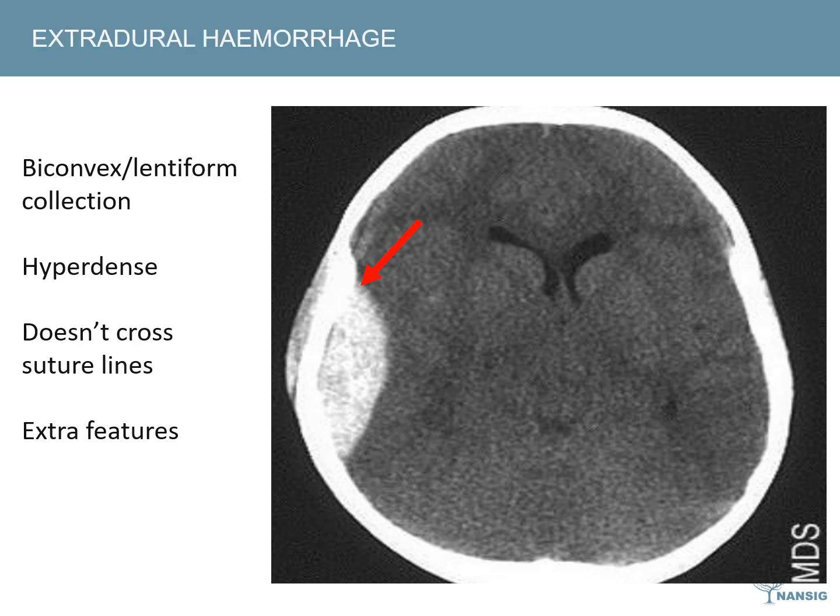So this is showing an extradural hemorrhage. On CT, this is classically a biconvex or lentiform shaped collection of blood. Hyperdense often means it's acute, so that means it's white on the scan. It doesn't cross the suture lines because it's extradural, and that extra feature there was midline shift, which is when the growing collection of blood starts to compress the brain tissue and push the ventricles to one side.